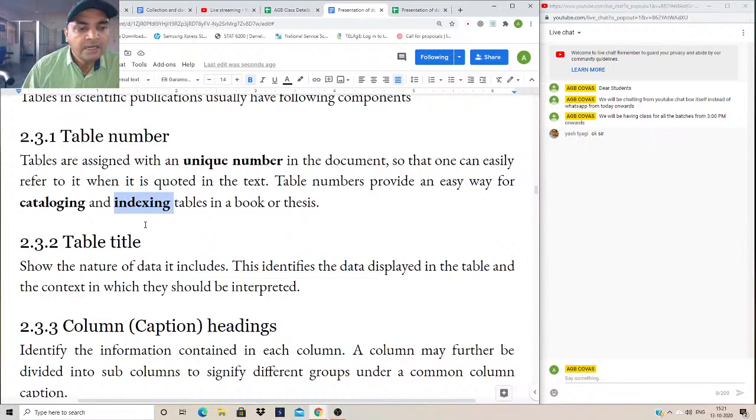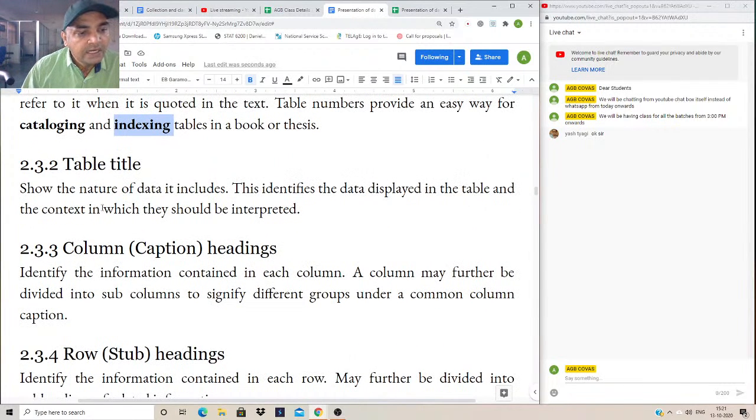Now, the table title. What is the table title? It shows the nature of the data it includes.